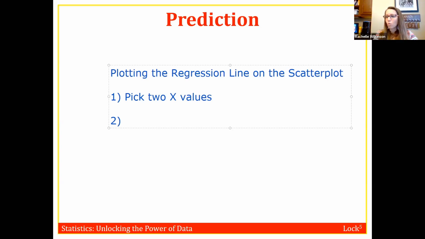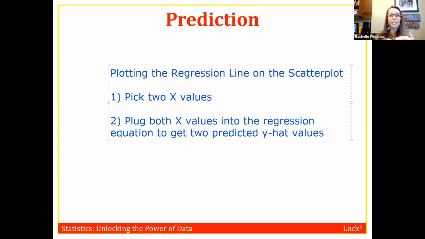Then we're going to plug both of those x values into our regression equation to get 2 predicted y hat values. What this does is give us 2 ordered pairs that came from the regression line. These 2 ordered pairs are different from our actual data points. They are not actual data points. They're just values that came from the line itself.